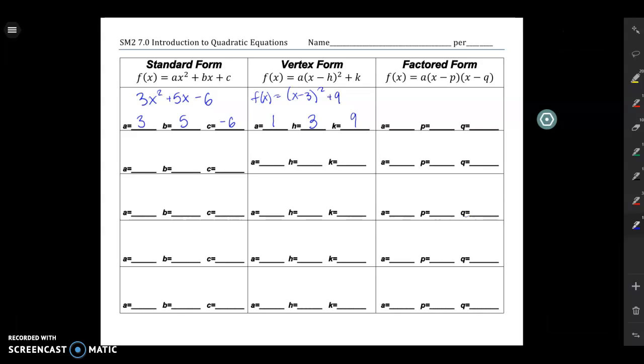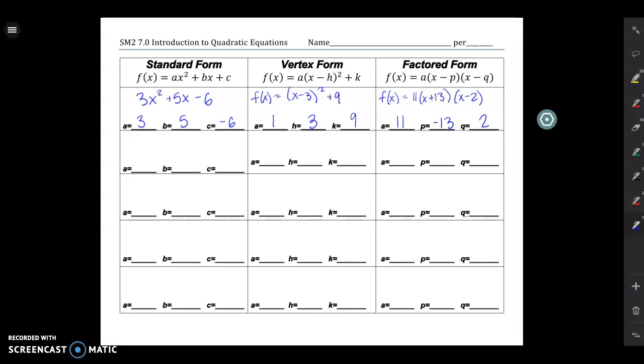Okay. And then finally, let's look at something in factored form. So let's say we have f of x equals 11 times (x plus 13) times (x minus 2). We recognize that's in factored form because I have two sets of parentheses. Neither of them are squared. And that matches up with that factored form. Okay. So our a is the number in front. If you recognize, a is consistent between all three forms. There's always an a. Our p is going to be -13 and our q is 2.